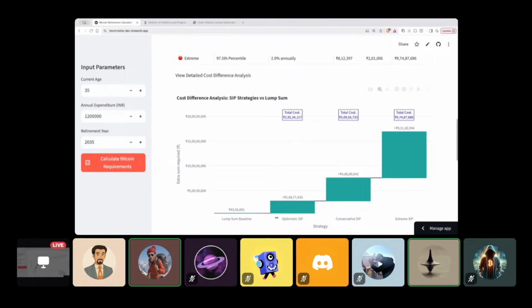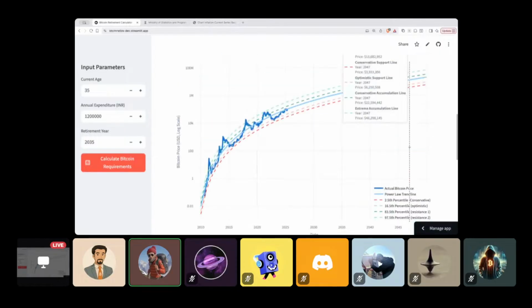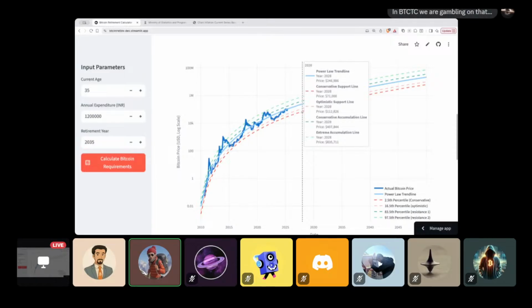For BTC, we are using the power law, but the whole idea here is that we are assuming the price of BTC follows the 2.5 percentile line. It's a very conservative assumption that we are trying to make.